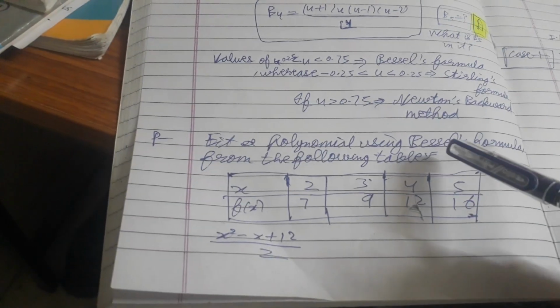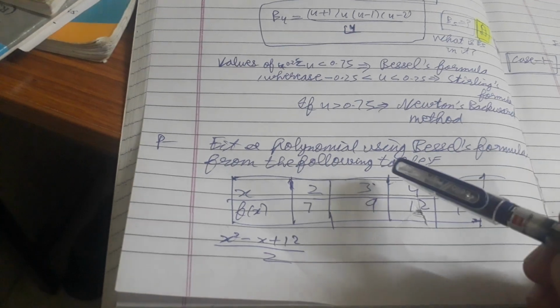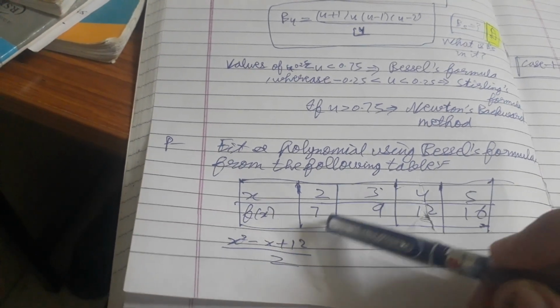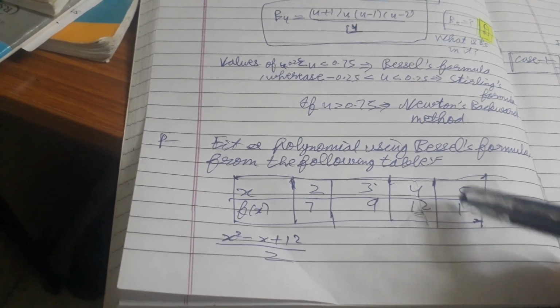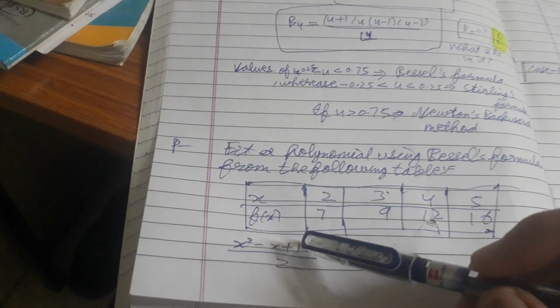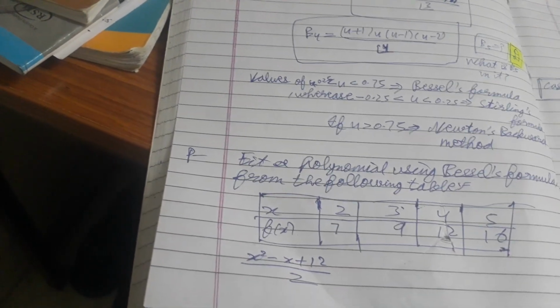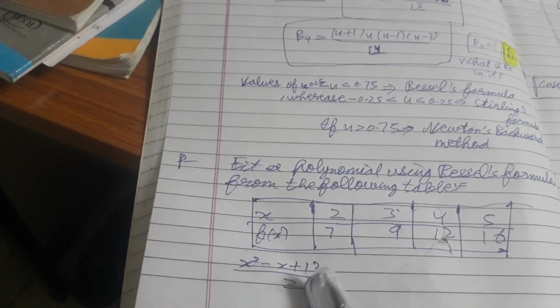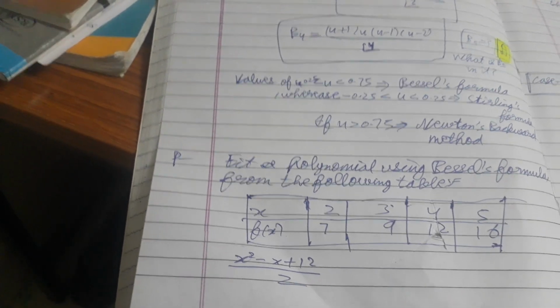Find the polynomial using Bessel's formula from the following table: x, fx: 2, 7; 3, 9; 4, 12; 5, 16. The polynomial answer is (x square minus x plus 12) divided by 2.